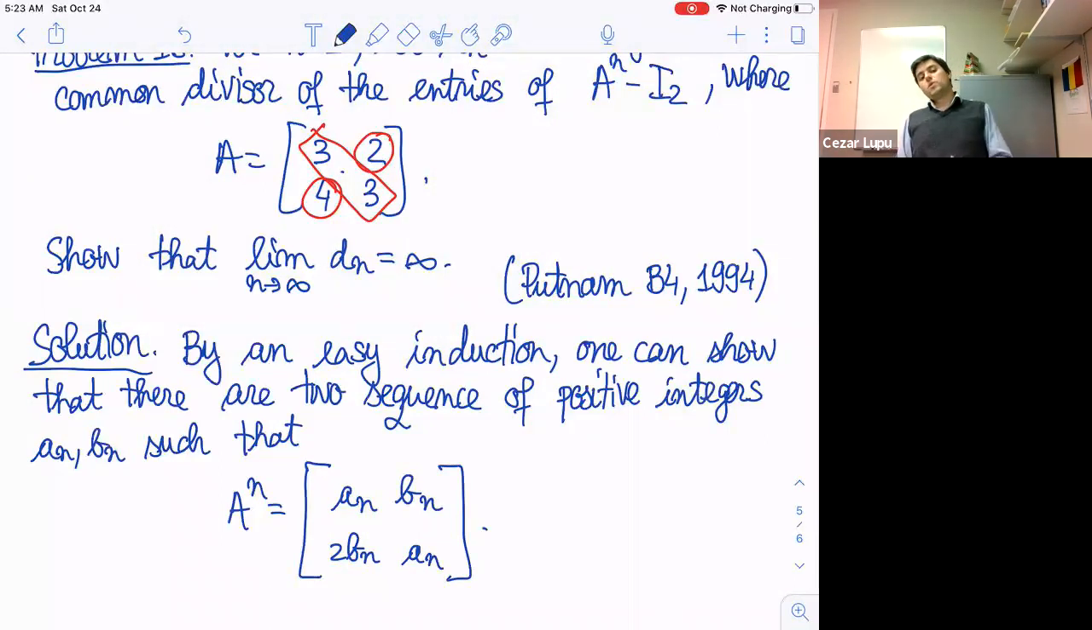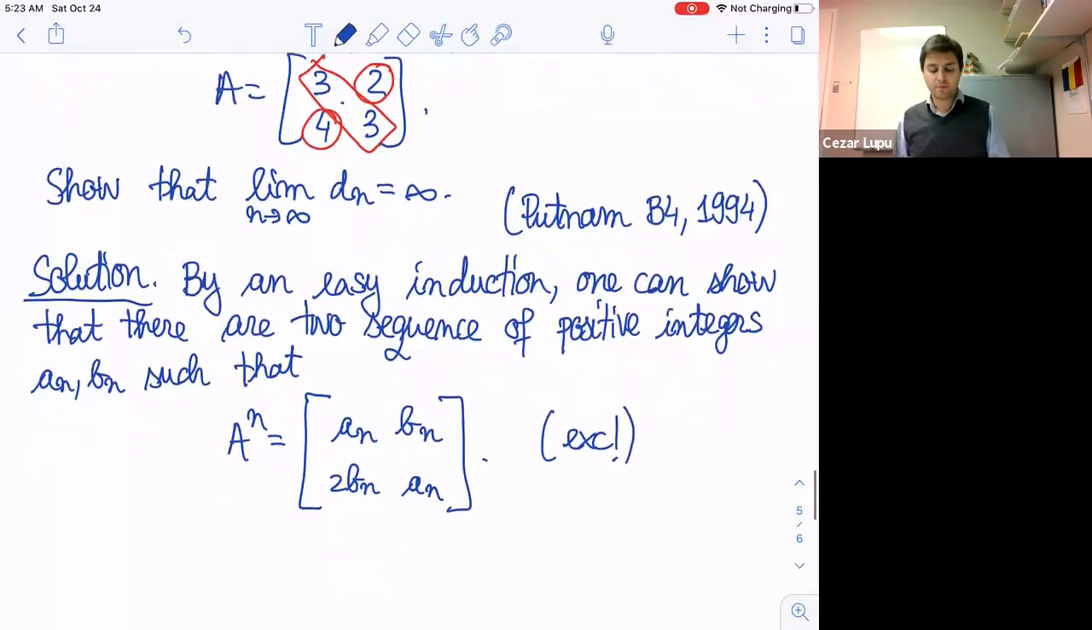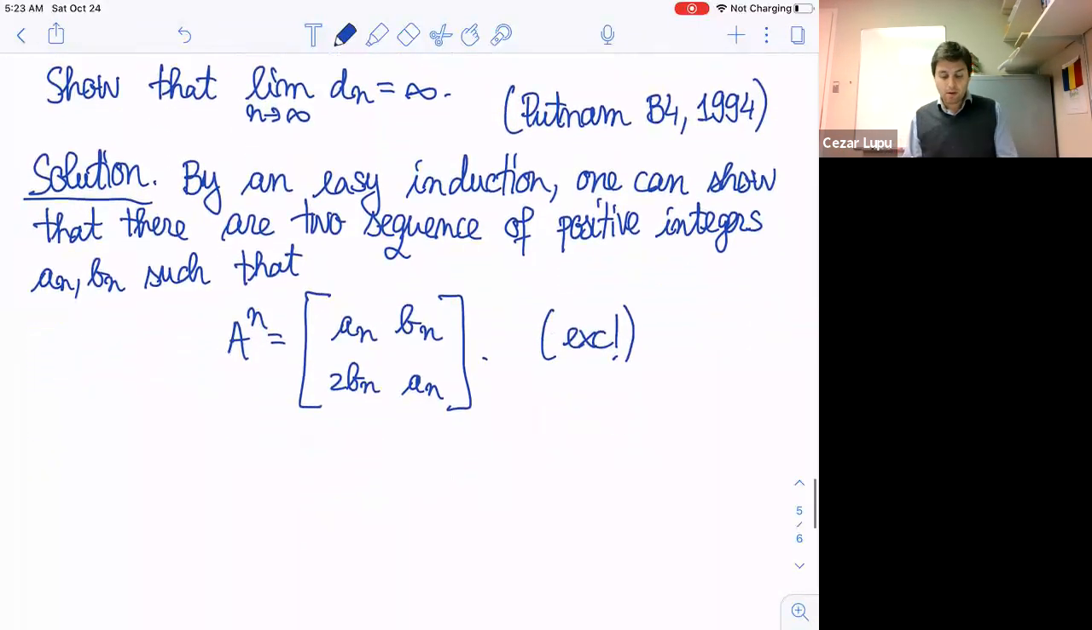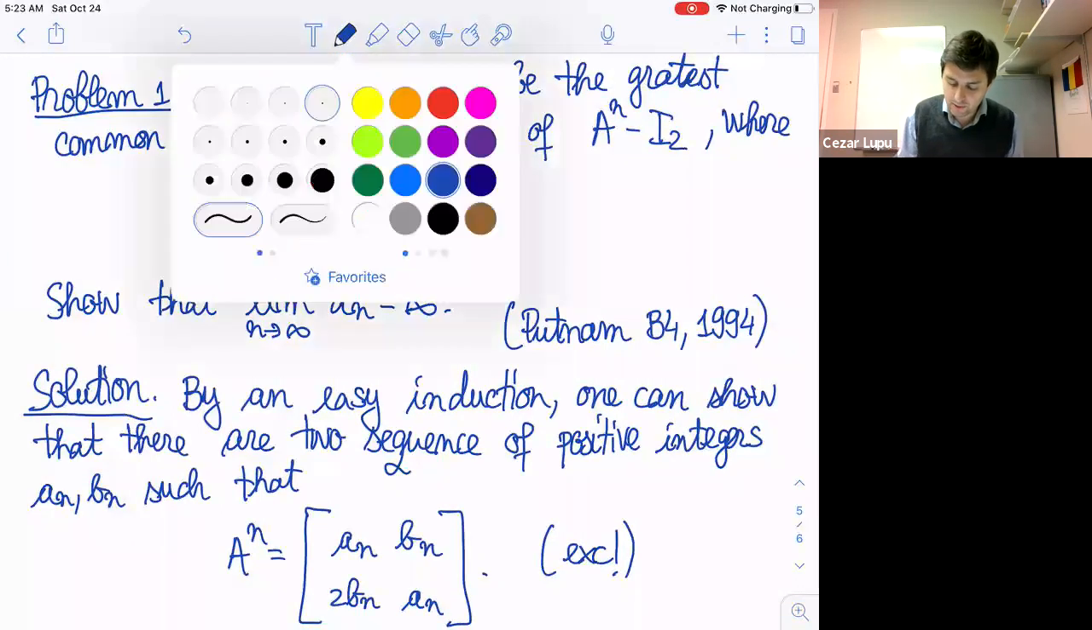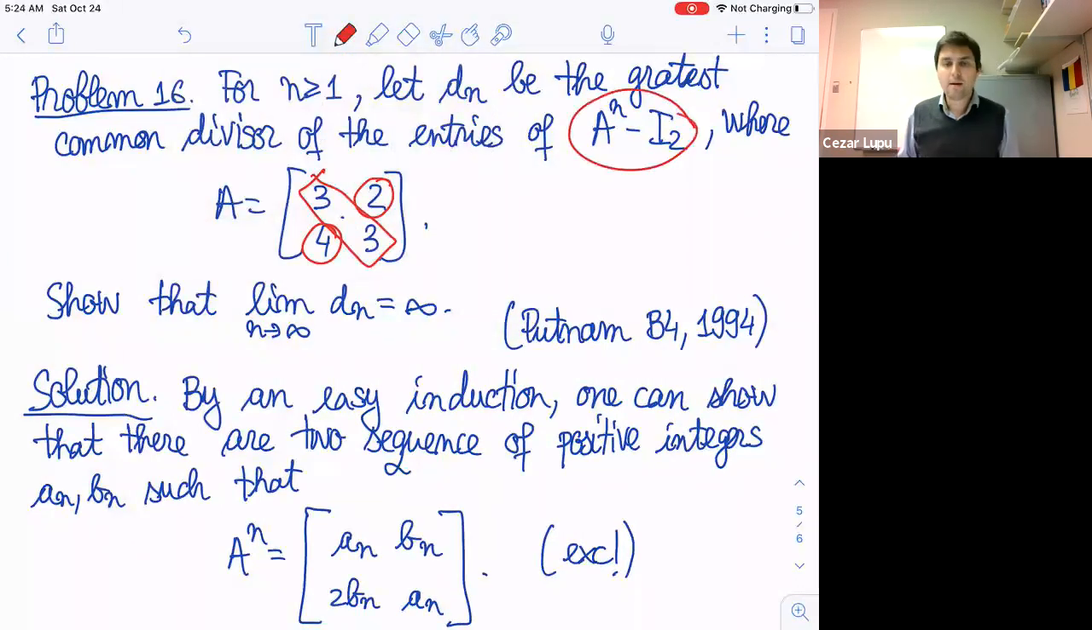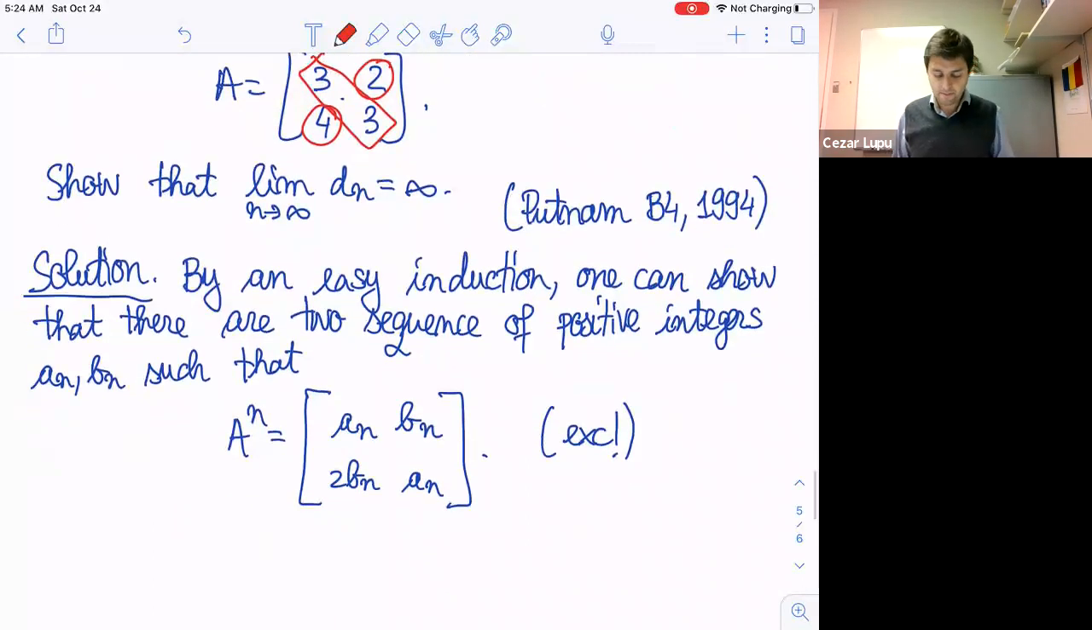So you assume this, then you write a to the power n plus 1, which is a to the n times a. You multiply them, and then you will get a recursion. It's very easy, and I will leave it to you as an exercise. Well, but basically I just told you. Okay. All right, but we're interested with what happens with an. Keep in mind that we're interested in this guy, a to the power n minus the identity. But anyway, let's make some observations here.